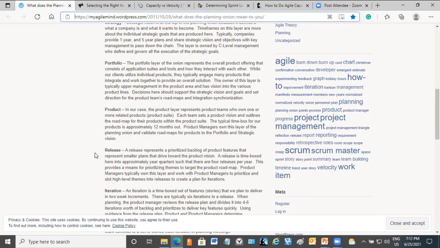Release layer. A release represents a prioritized backlog of product features that represent smaller plans that drive forward this product vision. A release is time boxed here into approximately year quarters, such that there are 4 releases per year. This provides a means for prioritizing themes to target the product roadmap. Product managers typically own this layer and work with product managers to prioritize and slot high-level themes into releases to create a plan for iterations.